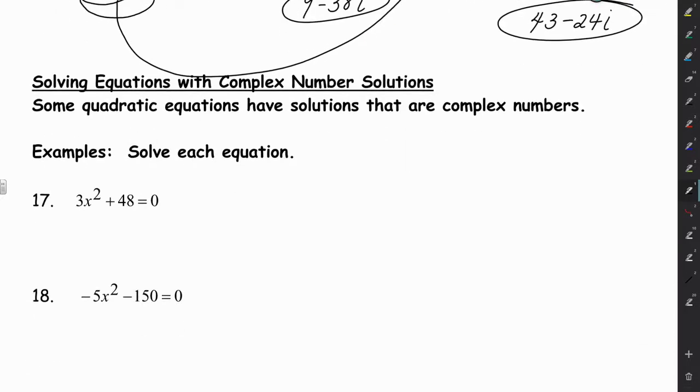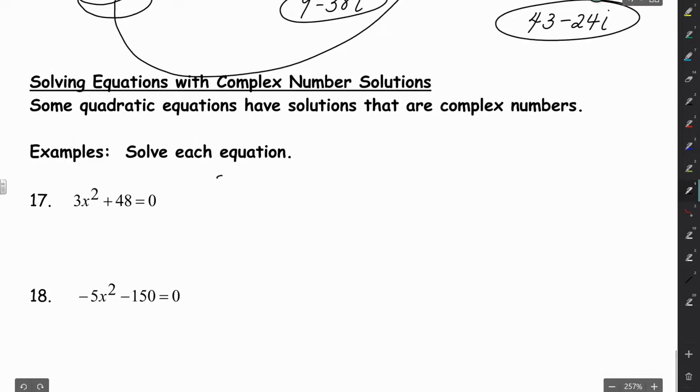Okay, last part, solving equations with complex numbers. Now we have the skills we need to really get to the whole point, which is to solve an equation where we're going to end up with a complex number. So we're going to get 3x squared, and I'm going to move over that 48. Now I'm going to divide both sides by 3. And -48 divided by 3 is -16.